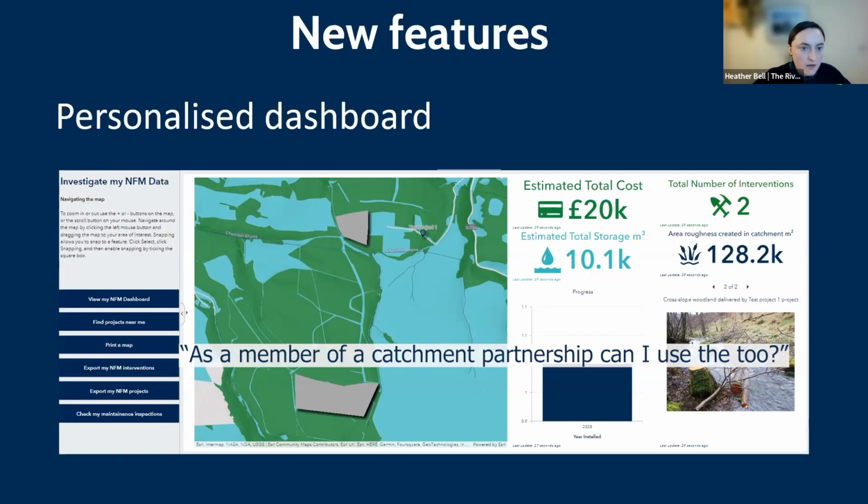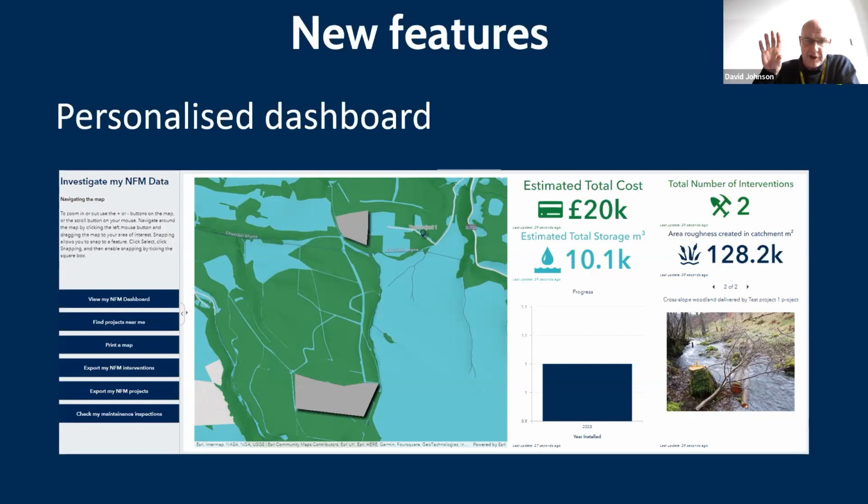As a member of a catchment partnership, can I use the tool? Yes. Dave, correct me if I'm wrong, but I'm pretty sure that's just yes. Yeah, it's definitely yes. Basically, the licensing model that we've negotiated with Esri gives everyone an organisational level account. So long as you're an organisation, and as Heather said, you're delivering NFM, then you can get an organisational account. So for Worcestershire Wildlife Trust, they can get one account and use that same account for any delivery. So that's definitely a yes for that one.